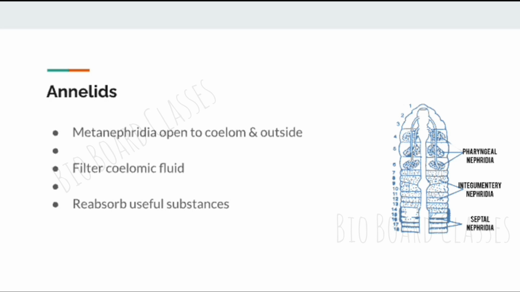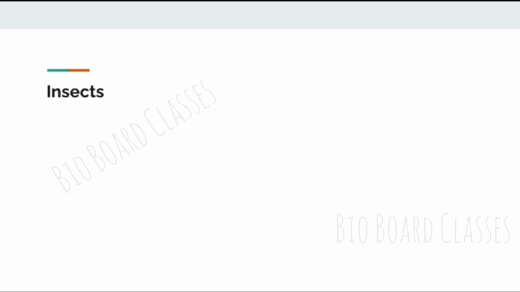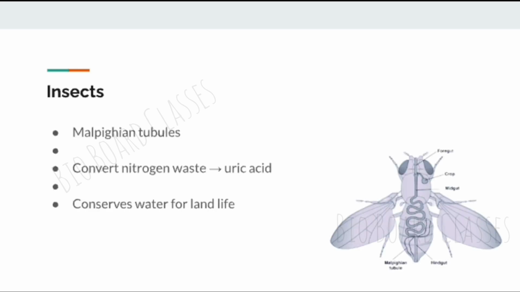Meanwhile, in insects, a completely different solution evolved. Insects don't have a kidney. Instead, they use Malpighian tubules attached to their gut. These tubules extract nitrogenous waste and convert it into uric acid, which is excreted with feces. Uric acid is nearly solid, conserving water, a perfect adaptation for terrestrial life.